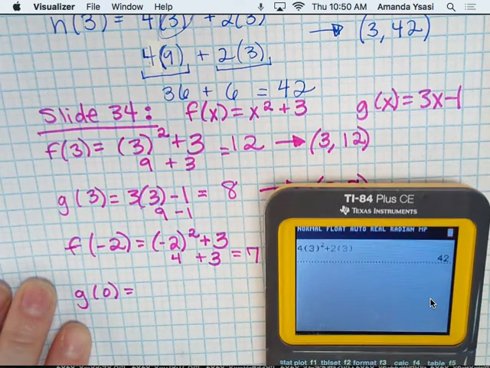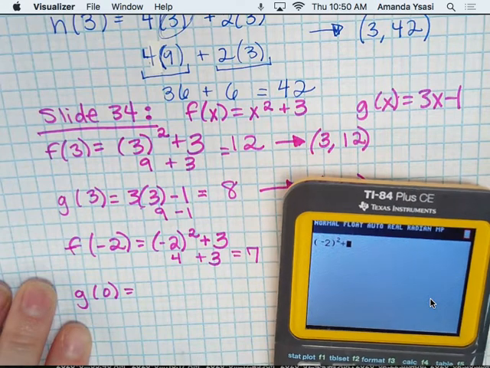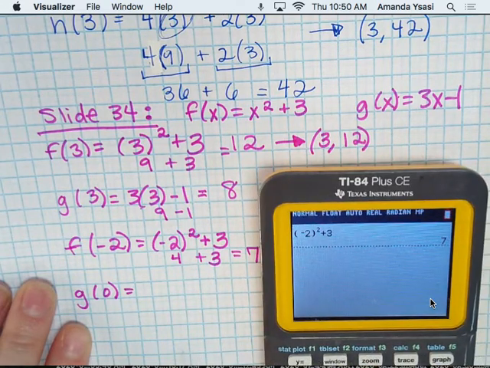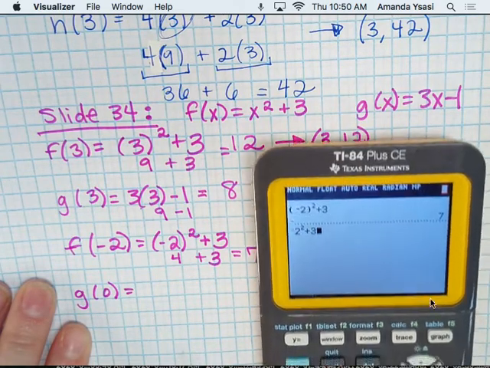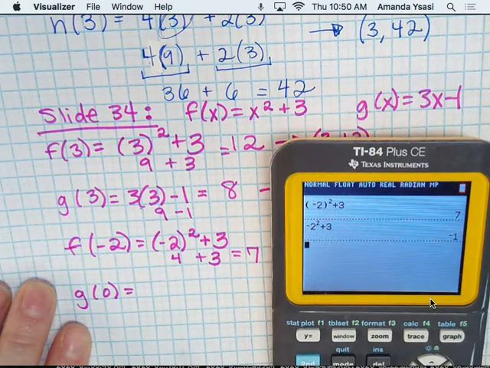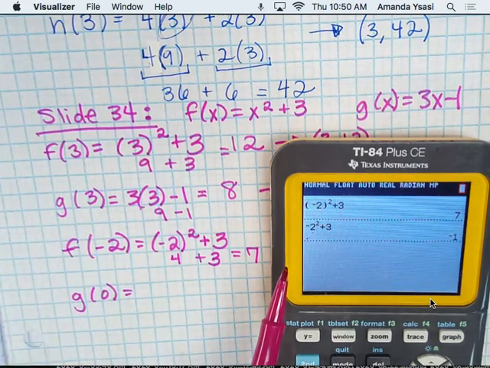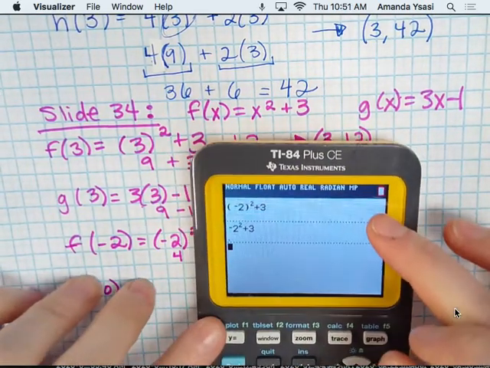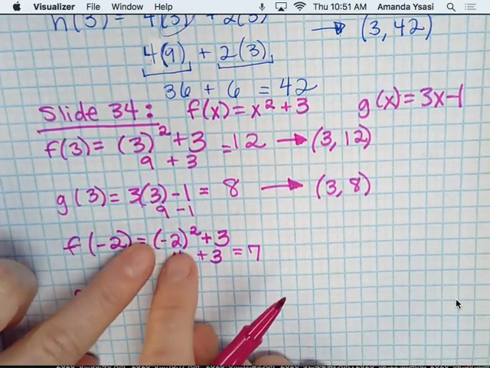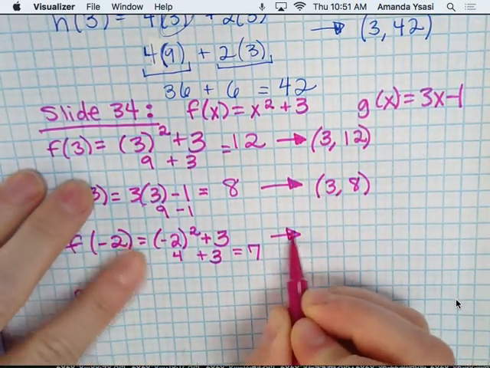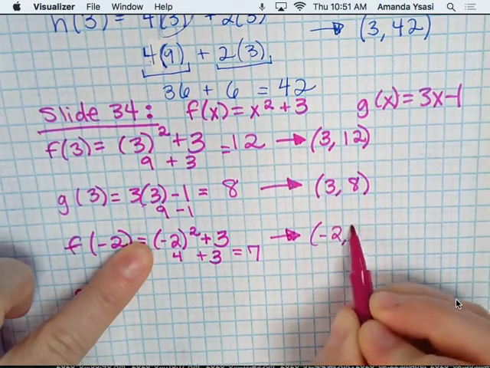And you can verify that in your calculator. Negative 2 squared plus 3. If you don't put the negative 2 in parentheses, look at how you get the wrong answer. That's because that negative doesn't get squared. When you do a negative squared, it becomes positive because negative times negative equals positive. So this one is the correct one. This one is incorrect. It is not -1. Get used to putting it in parentheses. Okay, so then that means that this is -2, 7.